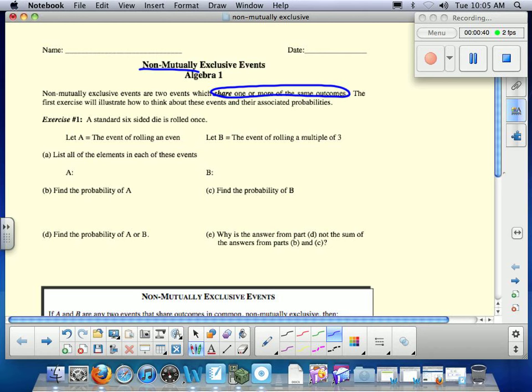We have one die that we are going to roll. We have the event of rolling an even. What is our set of even numbers on a die? Yep, 2, 4, and 6. And then we have the event of rolling a multiple of 3. What are the multiples of 3 on a die? 6 and 9. Yeah.